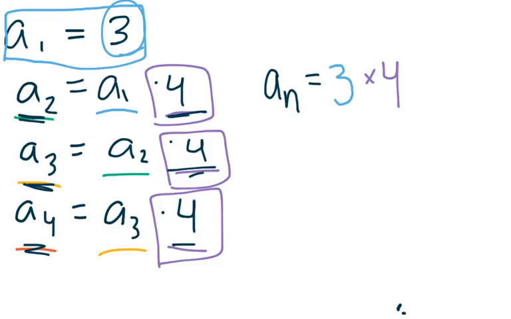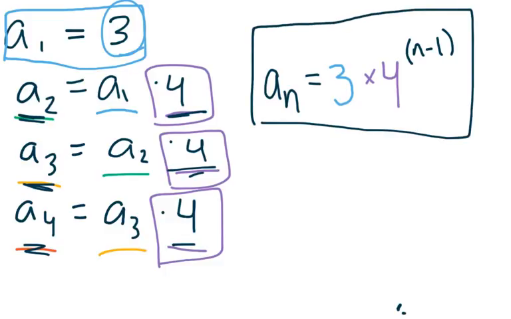So a sub n equals 3 times 4 to the power of n minus 1, because we're multiplying by 4 one less time than where we are in the sequence. So this is our final explicit rule: a sub n equals 3 times 4 to the n minus 1.